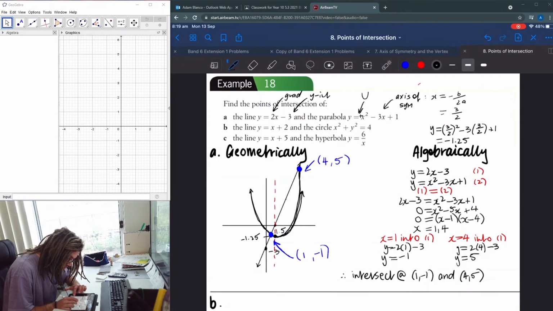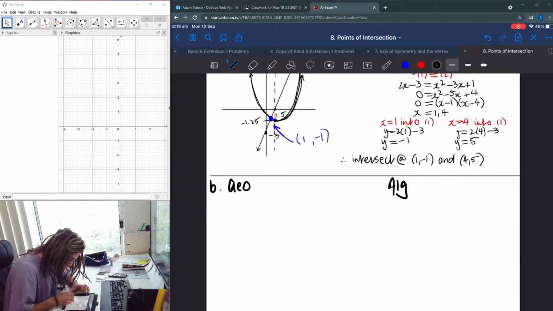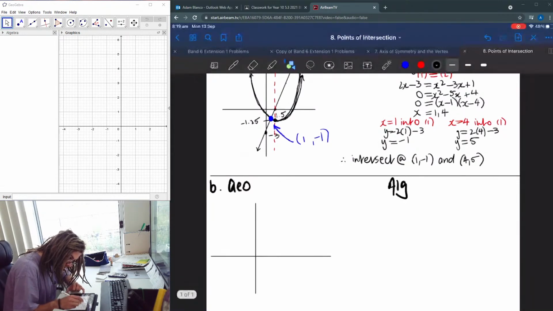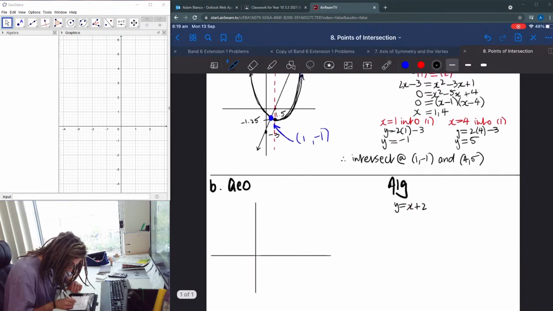What do we got? Should I do it geometrically and algebraically again? Yeah, we'll do that. So geo, that's an O. Geo and alg. Okay, so geometrically, what are our lines there? Y equals x plus 2. So y, what I got? Y equals x plus 2 and x squared plus y squared is 4.